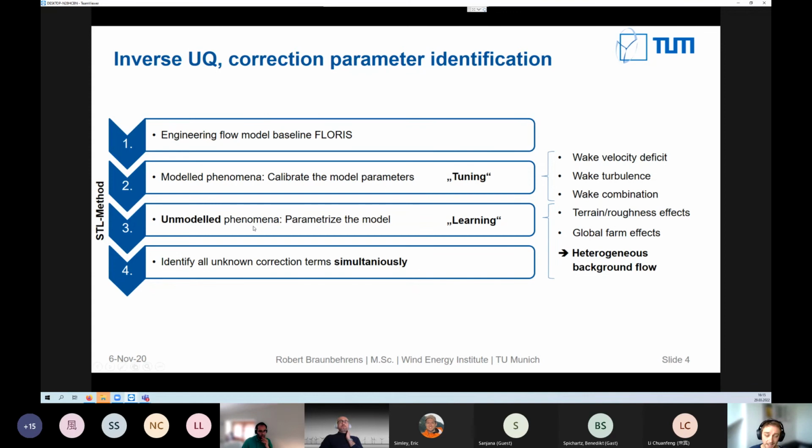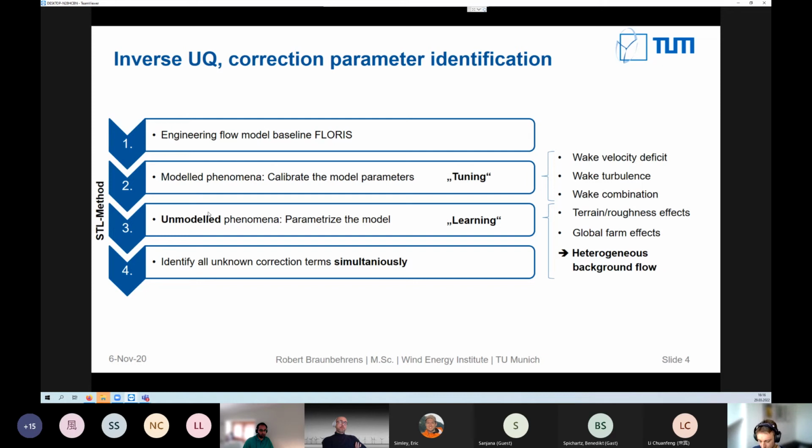And then on top of that, we try to identify a phenomenon that is maybe not modeled yet, and then we just parameterize it, and we also identify the parameters, the correction parameters. And this is what we refer to as learning. And in this talk, this is clearly this heterogeneous background flow I was already talking about. So in this sense, we have a baseline model, we calibrate it, but on top of that, we also see which part we think is not yet part of this baseline model, but it's important. And then we additionally do this data-driven correction for that part.